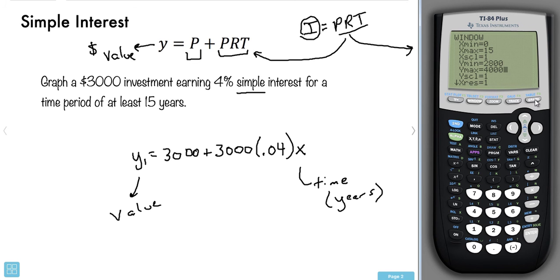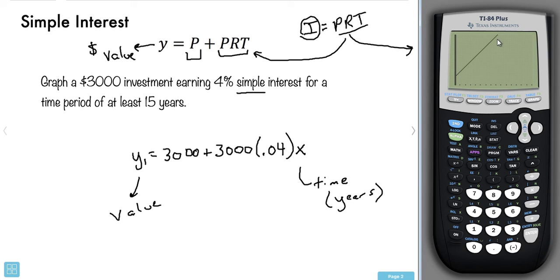So I'm just guessing 4,000. I'm going to press graph and take a look. Now I can see some graph. I see it starting at $3,000 at time 0. But I can see the value to about half of our time, 7 or 8 years, give or take.